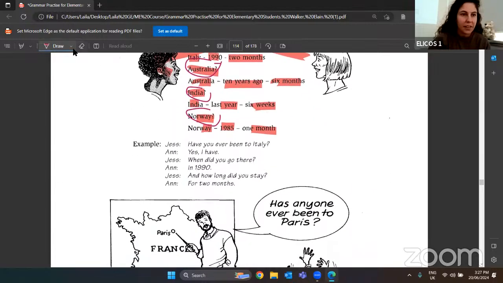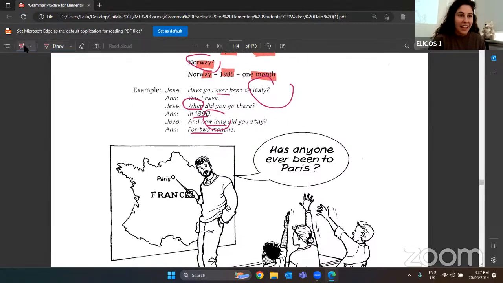So this is an example of a conversation between them. Have you ever been to Italy? Yes, I have. When did you go there? In 1990. And how long did you stay? For 2 months. So interesting, a conversation where we know where someone went, exactly when they went, and how long. Did you stay for 1 month, a few weeks, a few years? It's just about one place, but you can ask questions about it. When and how long? Really good questions.